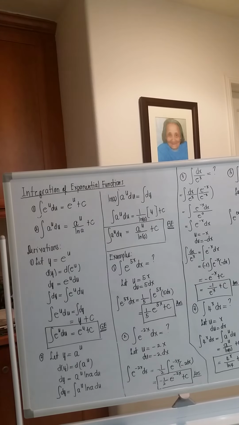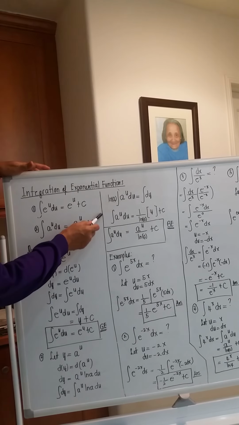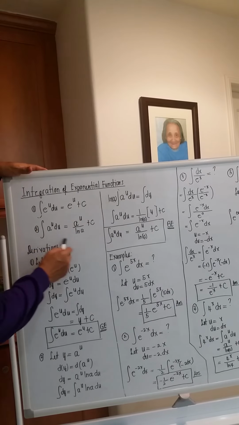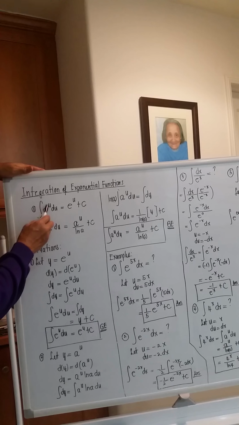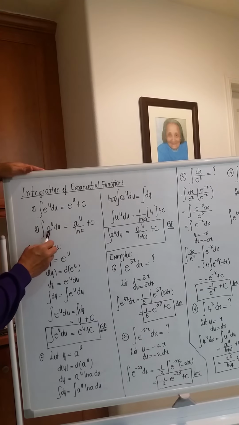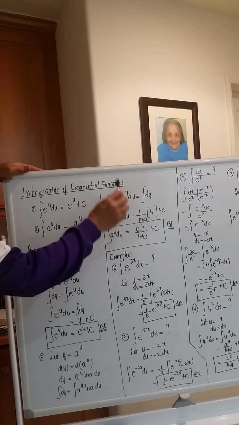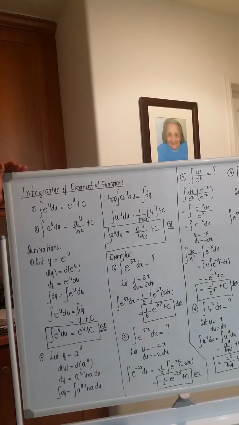Okay, I will now give you the derivation of this. So memorize these two formulas by heart, because to integrate exponential functions under integrals, you should memorize this by heart. The integral of e to the u du is e to the u plus c. The integral of a raised to u du is equal to a raised to u all over the natural logarithm of a plus c. Let's bring out the derivation.